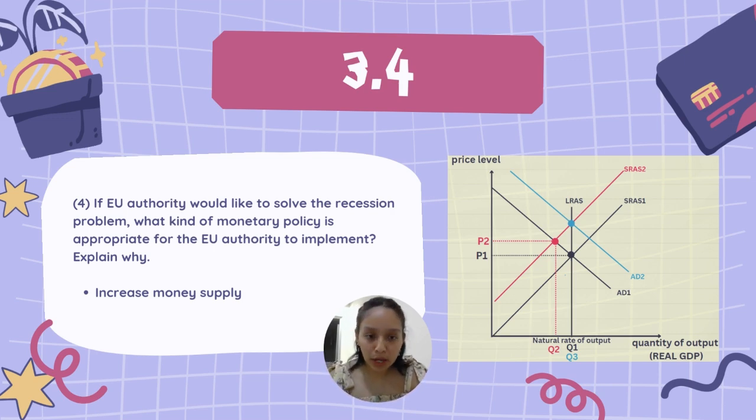So the graph to the right shows the change now from AD1 to AD2, which is a shift to the right. The aggregate demand will increase, and thus now the output will change from Q2 back to Q1, which will now be Q3. So the output will increase and the aggregate demand will also increase.